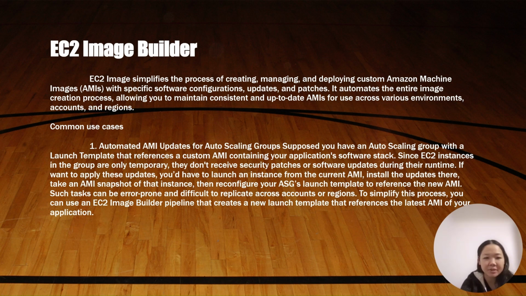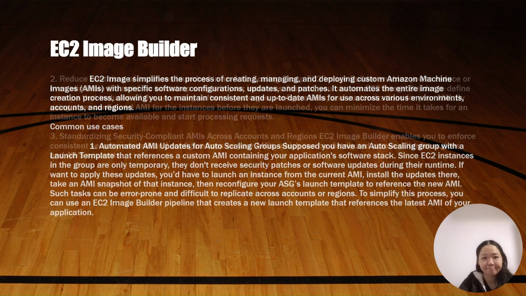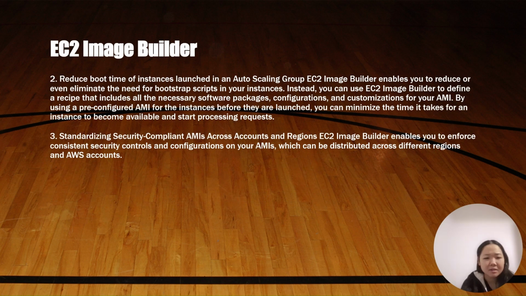Common use cases: first, automate AMI updates for Auto Scaling group support. You can have an Auto Scaling group with a launch template that references a custom AMI containing your application software stack. Second, reduce the boot time of instance launches in an Auto Scaling group. EC2 Image Builder can eliminate the need for bootstrap scripts in your instances.